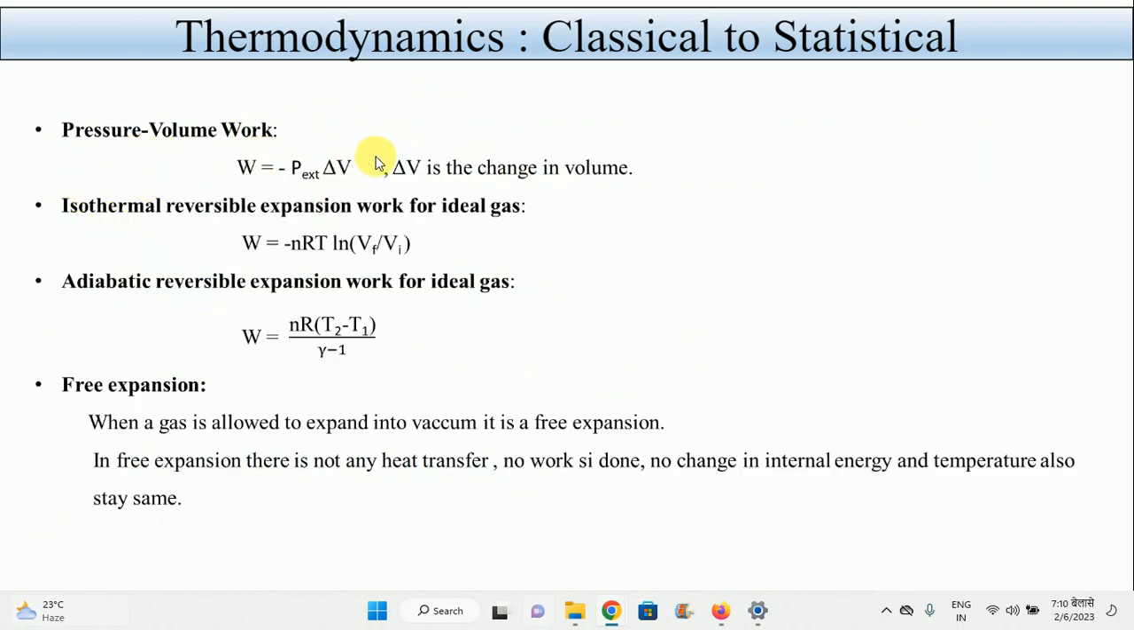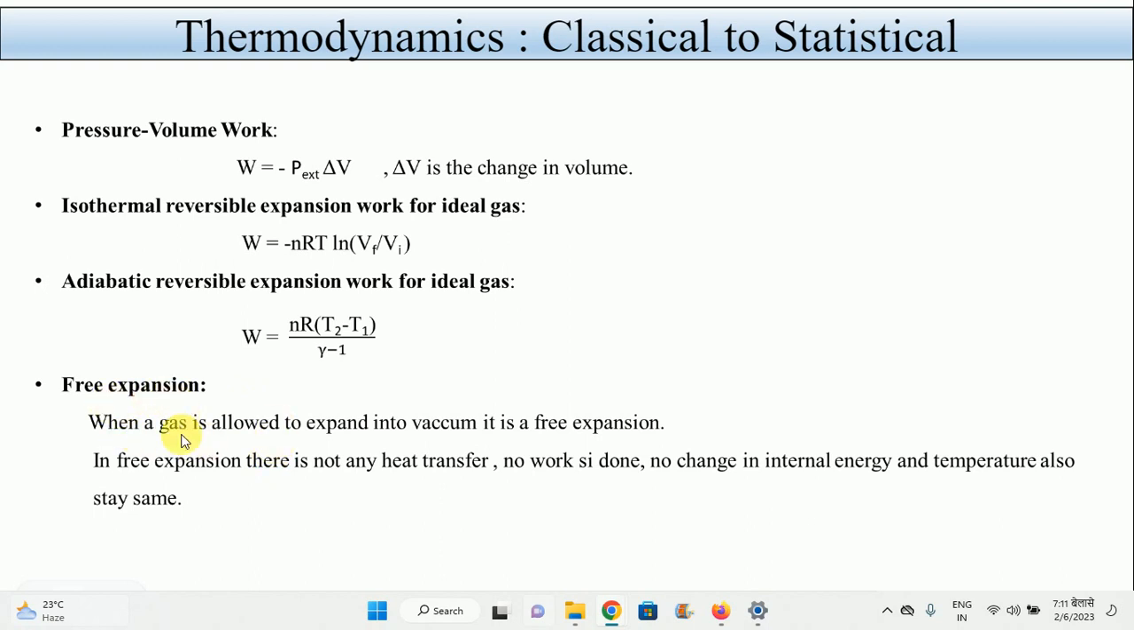Formulas for pressure-volume work. Sir already gave the expressions in the NPTEL video, so I'll just revise these formulas. Work done is minus P external times delta V, where delta V is the change in volume and P external is the external pressure applied to the system. Isothermal reversible expansion work for an ideal gas is w equals minus nRT ln of final volume divided by initial volume. For adiabatic reversible expansion, work for an ideal gas is nR(T2 minus T1) divided by (gamma minus 1), where gamma is Cp divided by Cv.